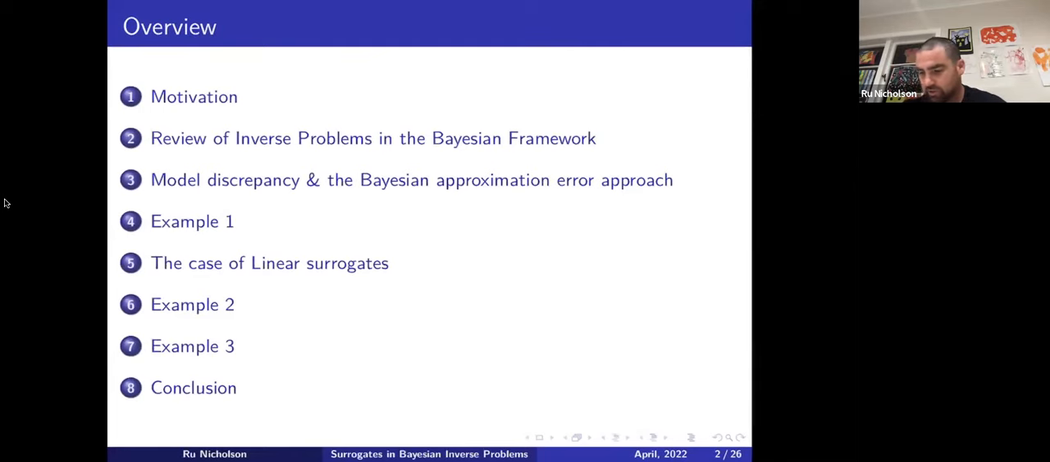So a little bit of an overview. I'm going to give a very perhaps crass motivation, so a very abrupt, quick and dirty motivation, and then a quick review of inverse problems in the Bayesian framework, look at handling model discrepancy in the Bayesian framework, and in particular the Bayesian approximation error approach, and then look at one example of using a nonlinear surrogate, so a nonlinear reduced order model to approximate a more difficult nonlinear model, perhaps. And then we'll get into what happens for linear surrogates.